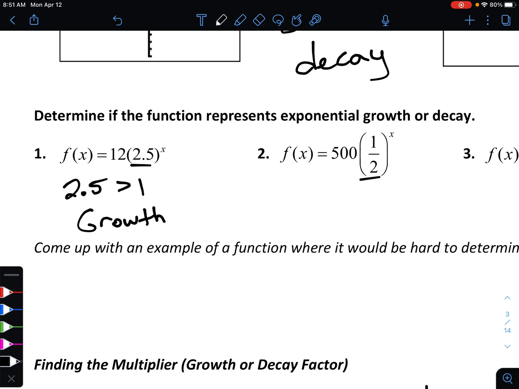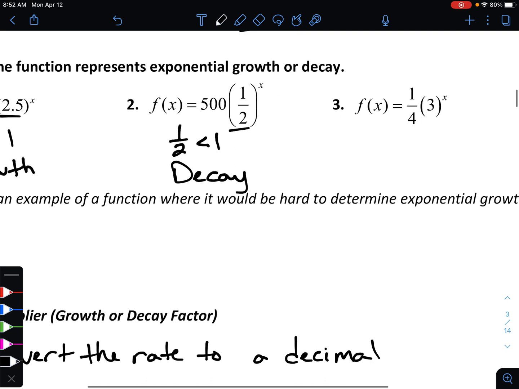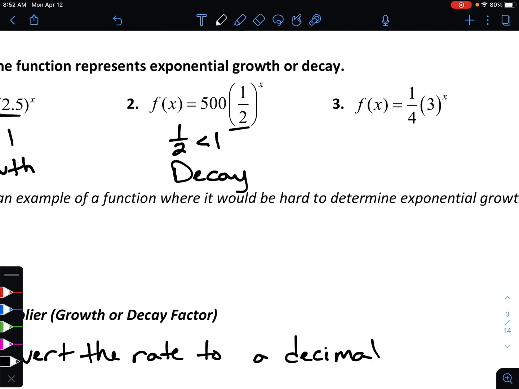For the next example, our base is 1/2. 1/2 is clearly less than 1. That's going to be our clue that number 2 has a function which is exponential decay. Let's do one more example here. We've got 1/4 multiplied by 3 to the power of x. Here, that number inside the parentheses, which is 3, clearly is greater than 1, so this would be exponential growth.